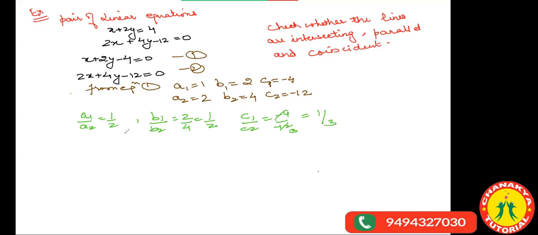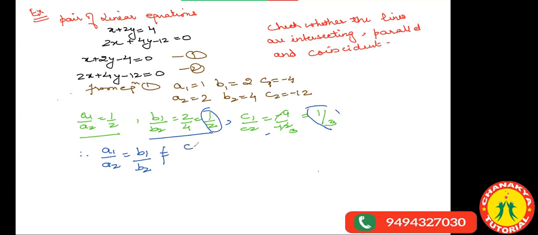Yes, very good. See, children, here A1 upon A2 is 1 by 2, and B1 upon B2 is 1 by 2. So, therefore, you can write A1 upon A2 is equal to B1 upon B2, right? But C1 by C2 is 1 by 3, that is not equal to 1 by 2. So you will write not equal to C1 upon C2. So if this condition is there, then the lines are parallel. Understood, class?